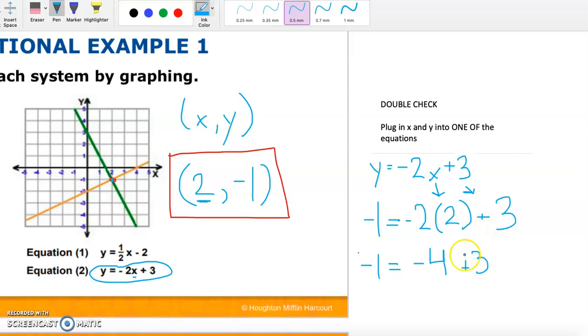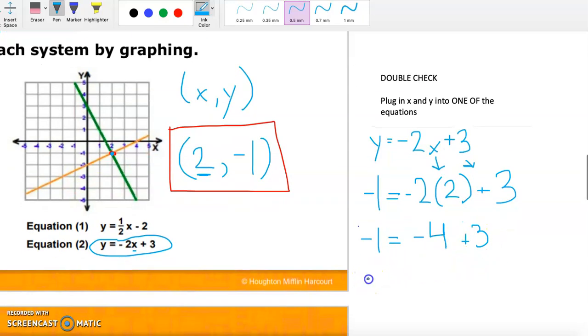I'm just carrying down the 3. Okay, -1 equals -4 plus 3. I know that is -1. -1 equals -1. Sounds crazy, but yes, it does. So that is how I know that this works, okay?